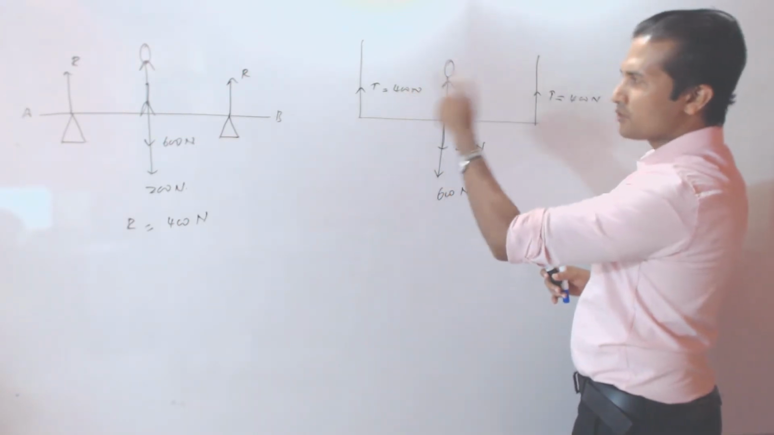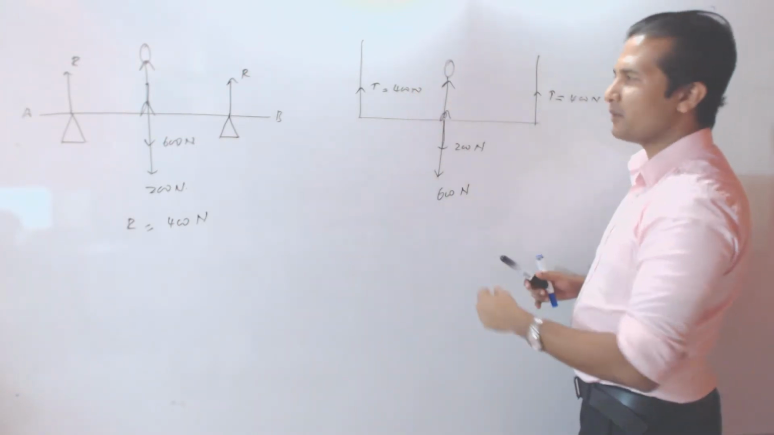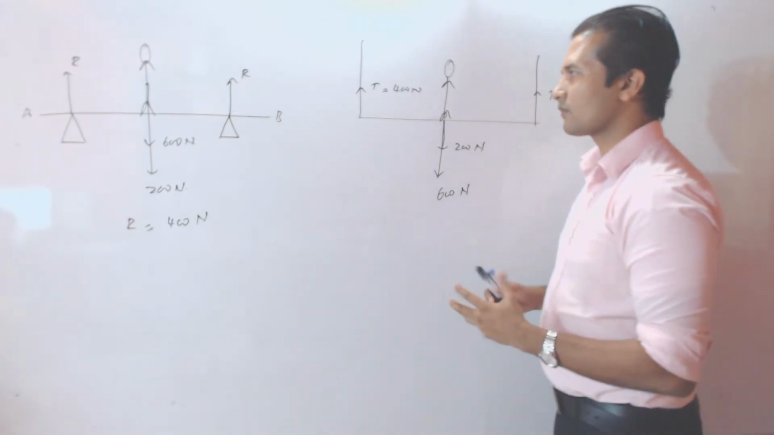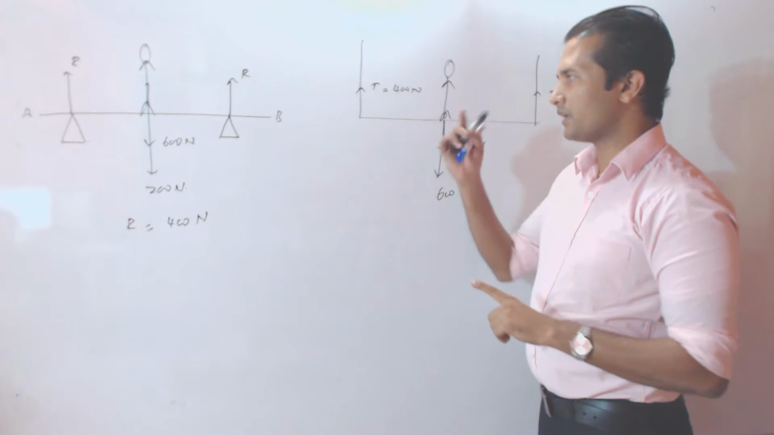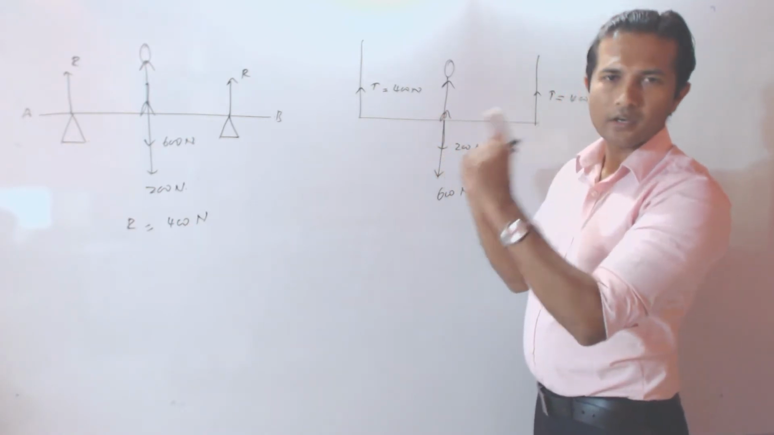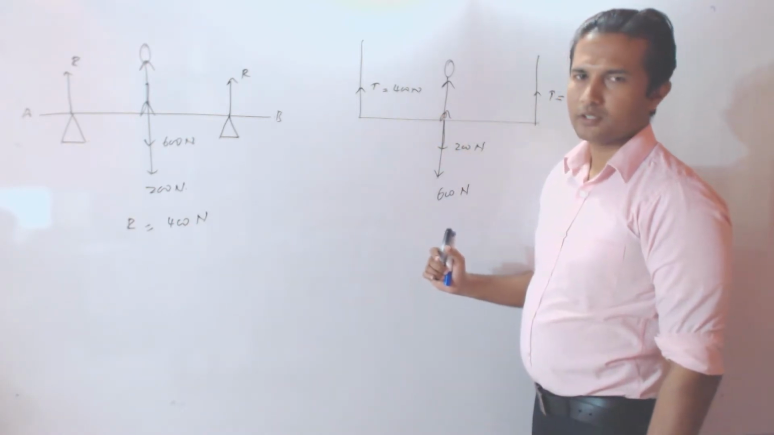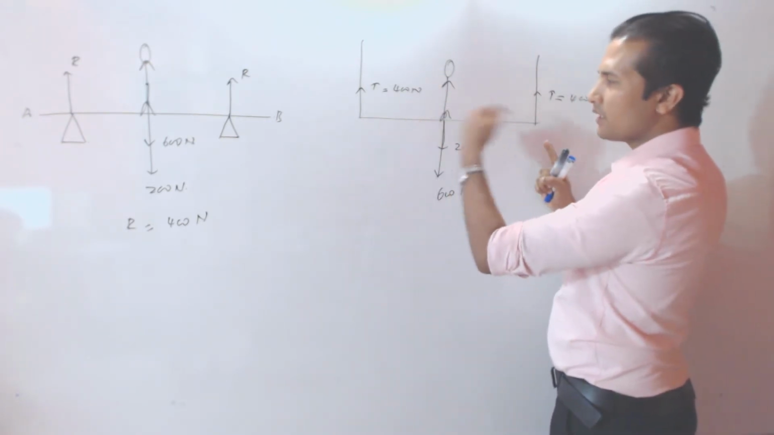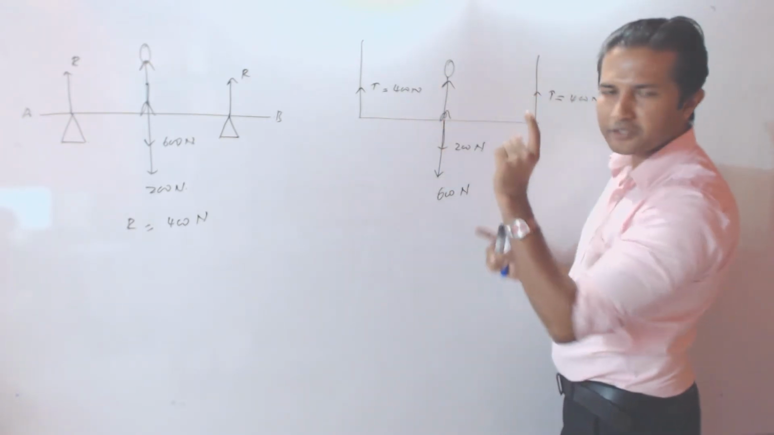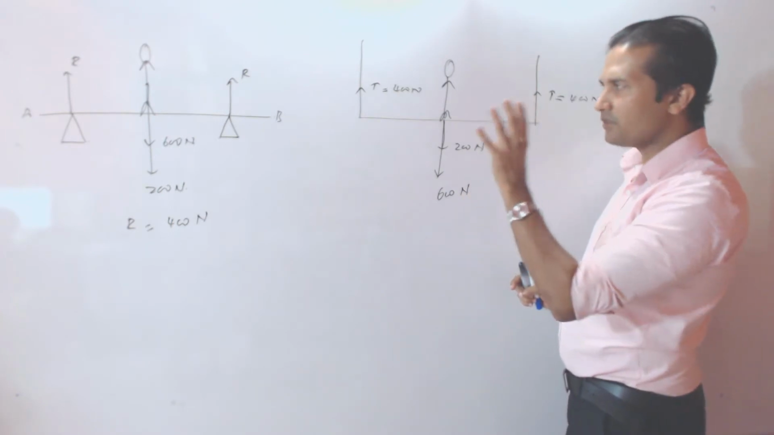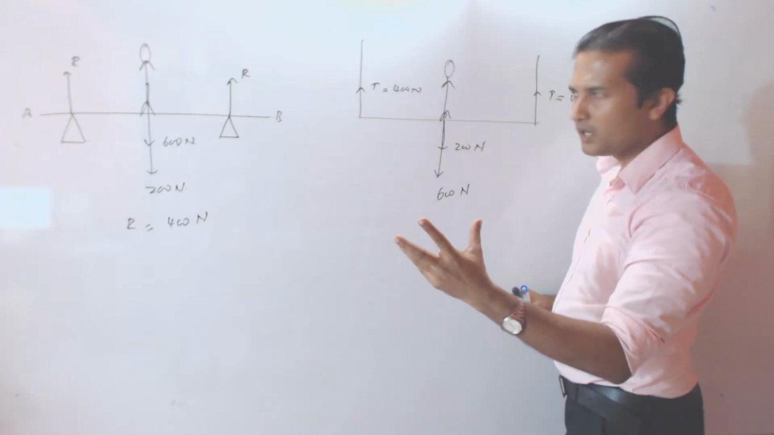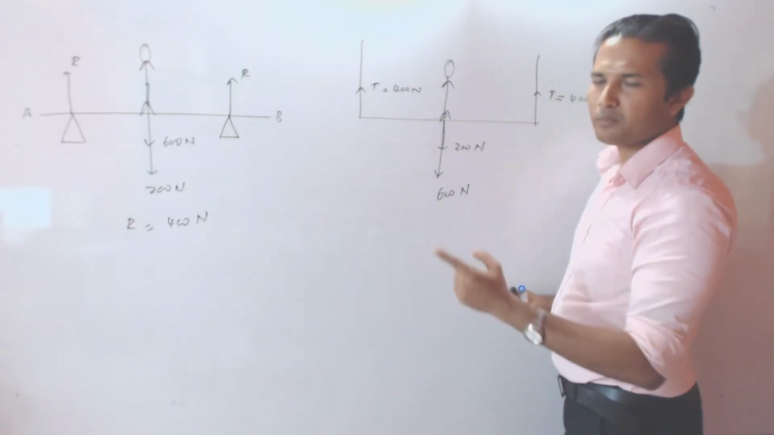Actually here you have to find the minimum tension in the string. So you have to calculate the minimum tension. So what would be the maximum tension recorded in the string? Here we know that the tension in the string is 400 newtons. If you take this tension as the maximum, there is a problem.